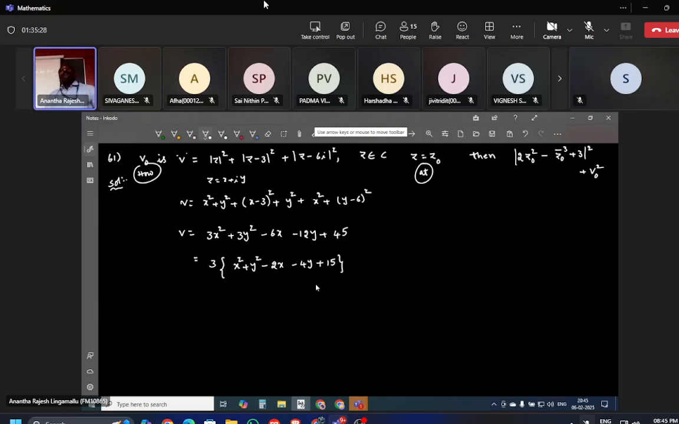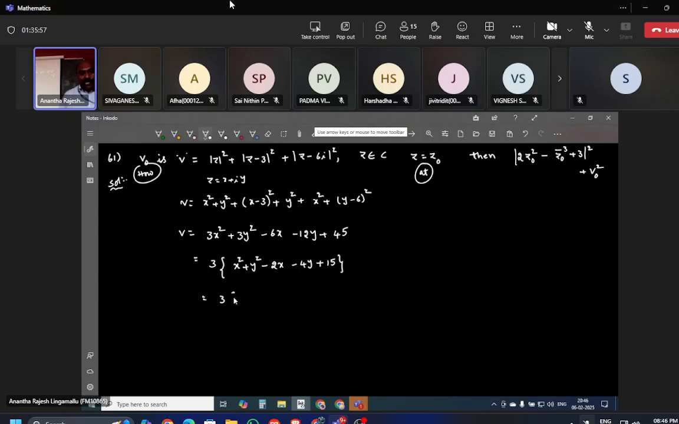First of all, what is this circle? This is a circle with center (1, 2). Radius? Not possible, so it is not a real circle. It is an imaginary circle. For an imaginary circle, whatever it is, I want this expression to be minimum. So for what value of x and y is it minimum?